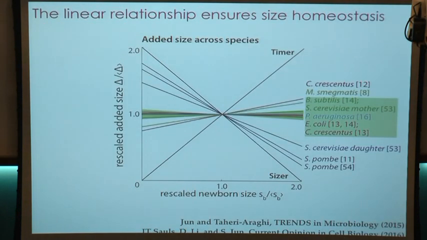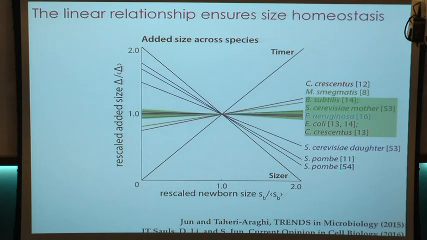I'm essentially finished. This is basically a summary of all the data, and most of the bacteria we looked at follow this perfect adder. There are some deviations in mycobacteria, but it doesn't grow exponentially. And this is at least one group that shows that Caulobacter crescentus may not be a perfect adder. So this has to be resolved by these groups eventually.